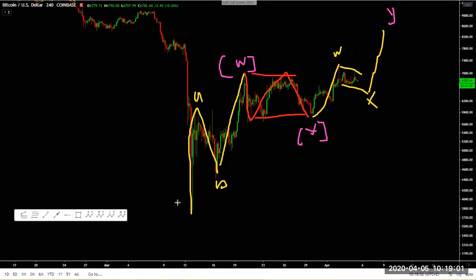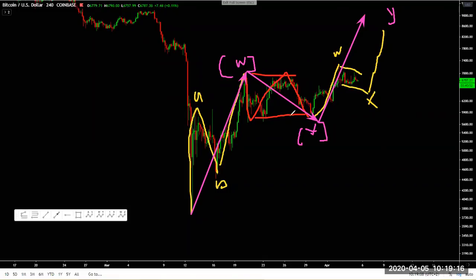Just show the three wave move here. This 1, 2, and the 3. Back around 8,000-9,000 on Bitcoin if we break out of this structure. So that's what we're going to be looking at on all the cryptocurrencies. Now, what about the 10,000 that we've been looking at?